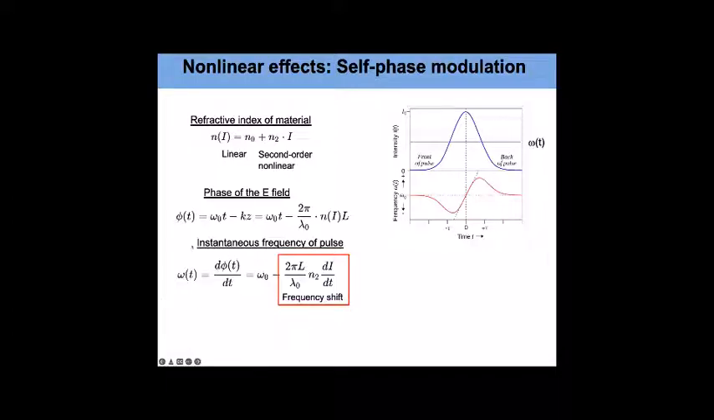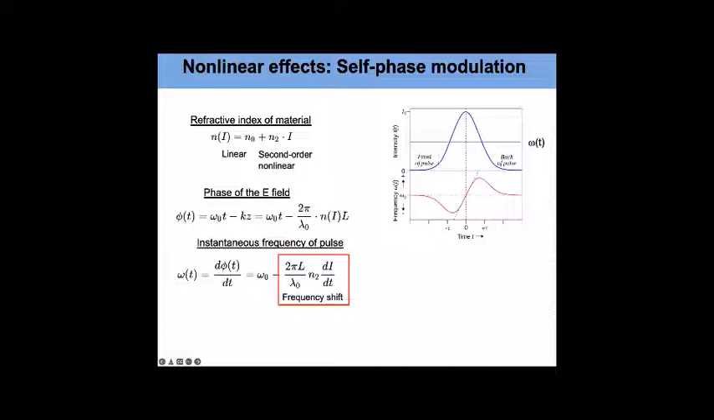So you can then derive, right, if you take the time derivative of the phase, that describes here the instantaneous frequency of your pulse. And what happens is this nonlinear index will actually cause a frequency shift. Okay, so if we're talking about sending a transform limited pulse into our fiber, this transform limited pulse has the same instantaneous frequency along the whole pulse.